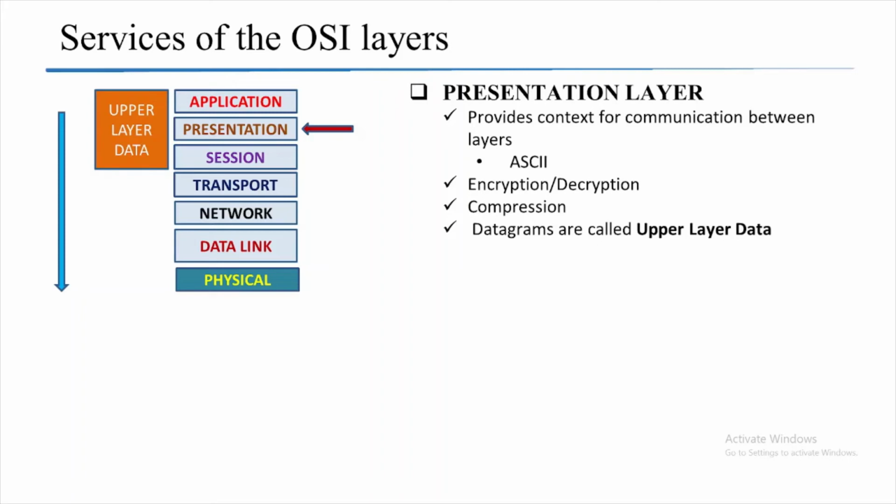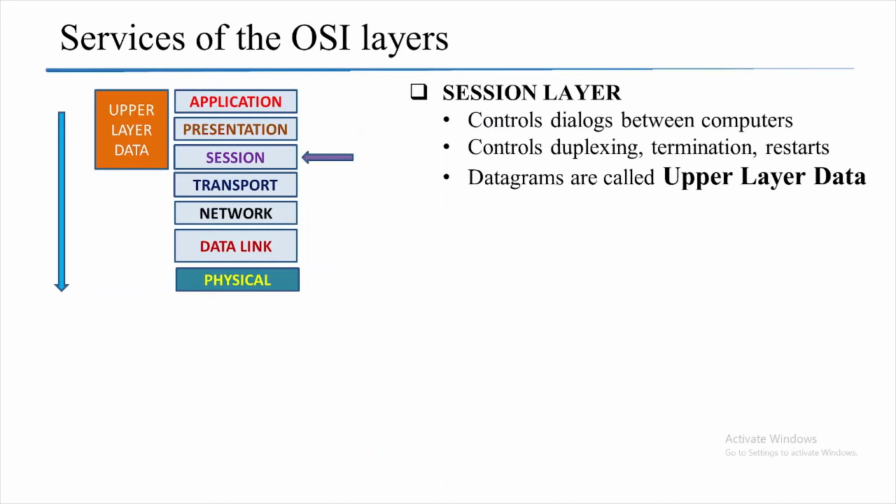And the other one is compression. Most of the time we need a high data transfer rate and lower space requirement, right? In this case, we need to compress some information, so the presentation layer deals with the compression of data. And the datagrams in the presentation layer are still called upper layer data. And the third layer in the OSI reference model is the session layer.